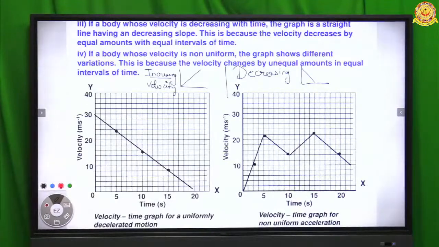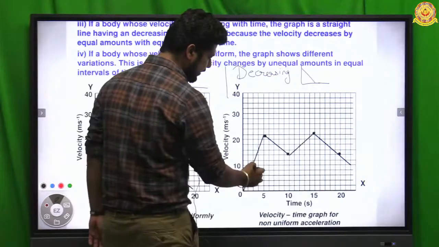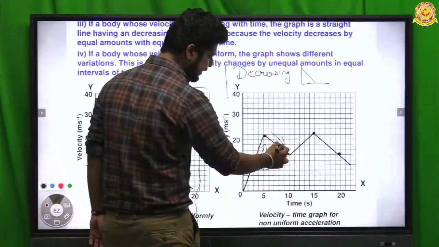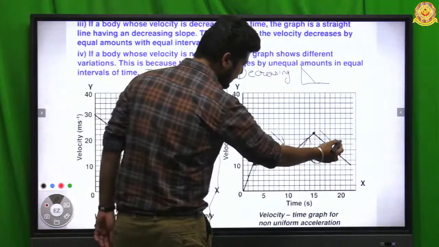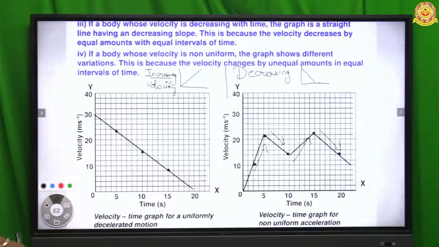If a body's velocity is decreasing with time, the graph is a straight line having a decreasing slope. This is because velocity decreases by an equal amount in equal intervals of time. If a body's velocity is non-uniform, the graph shows different variations. This is because the velocity changes by unequal amounts in equal intervals of time. As you can see in this graph, first the velocity is increasing, then it is decreasing, then again it is increasing, and then it is decreasing. That's why it is a non-uniform acceleration graph.